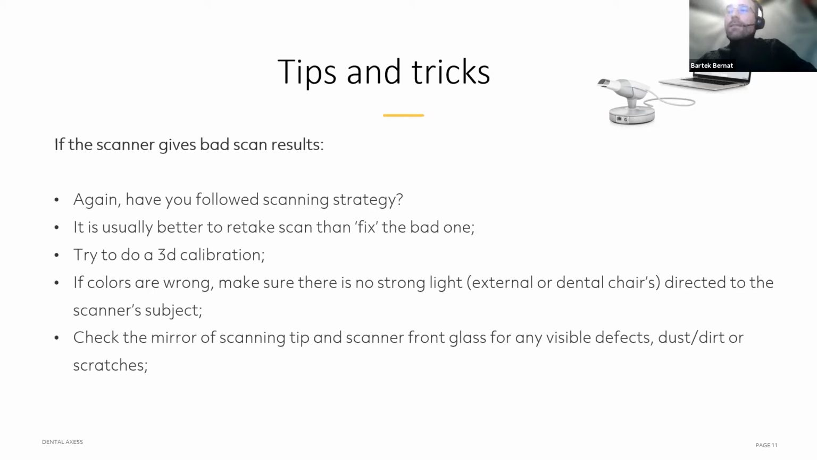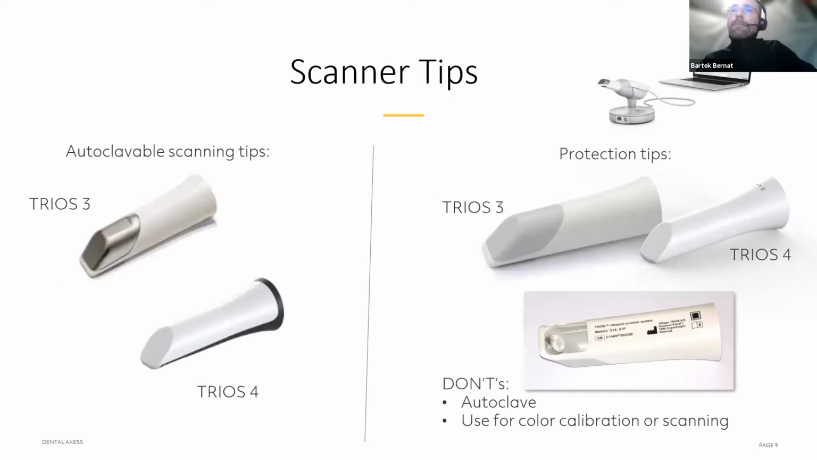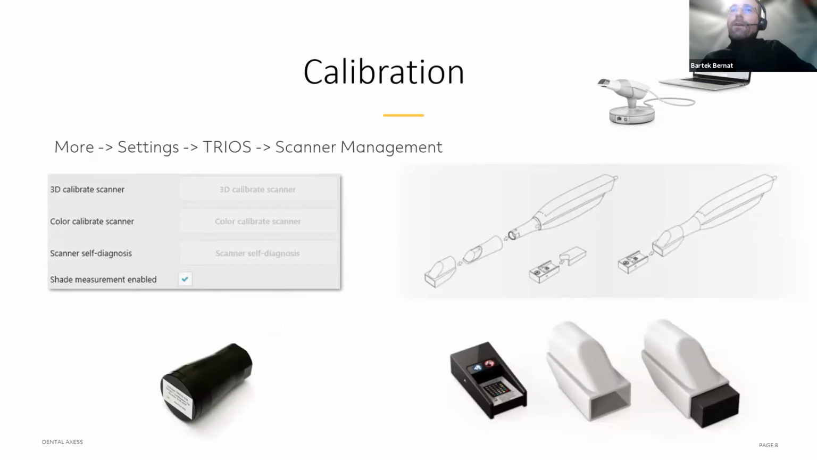If the scan is getting slow, especially after a very hard day of work, it's a good idea to do the 3D calibration, even if you're not prompted to do so. So go to the location that I pointed over there. I will show you that in a second. Location here: more settings, TRIOS and scanner management, and then do your calibration.